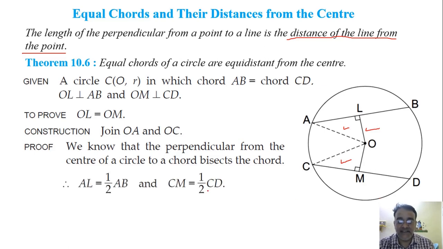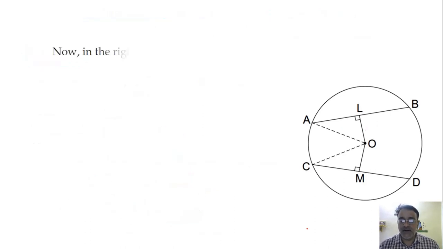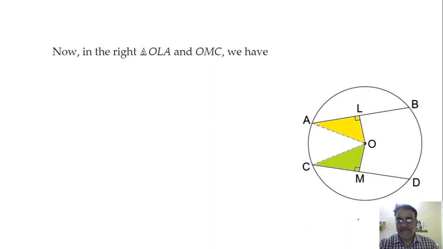But AB is equal to CD, it is given. So their halves will also be equal. Half of AB is AL and half of CD is CM, so these two are equal. Let it be equation number 1. Now we are going to prove those two triangles congruent. Now, AL is equal to CM.